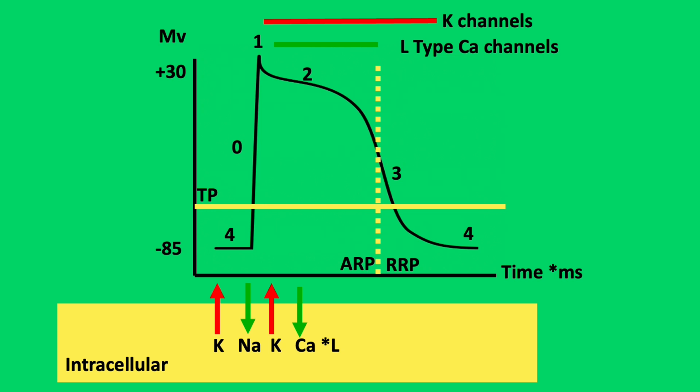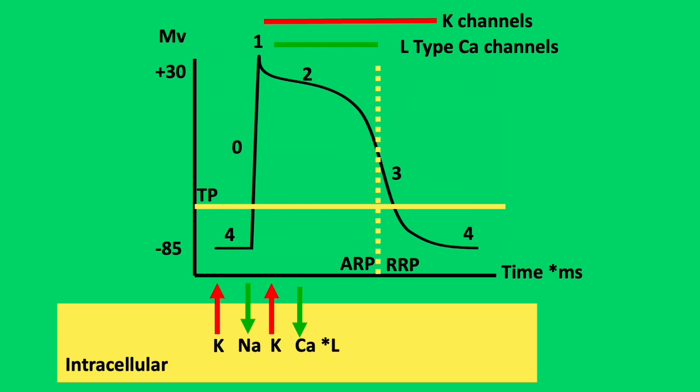Phase 1, initial repolarization. Fast sodium channels close and potassium channels open, leading to phase 2, plateau phase. The potassium channels remain open and you have the opening of L long-lasting calcium channels in order to maintain depolarization. So therefore, during this phase, calcium enters, potassium exits. The entry of calcium triggers calcium release from the SR for myocyte contraction.